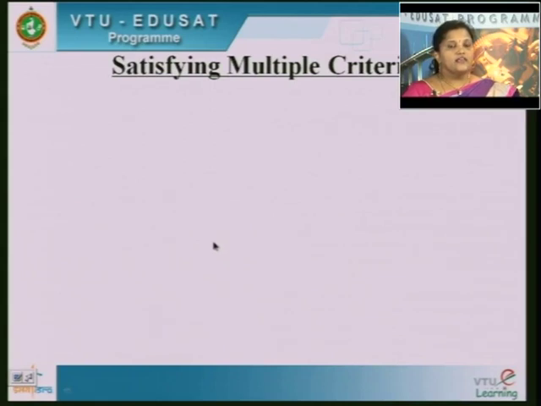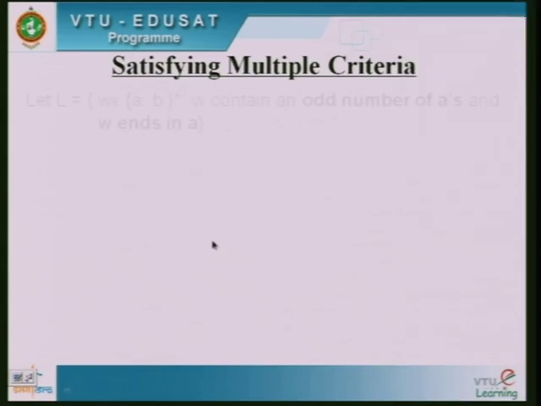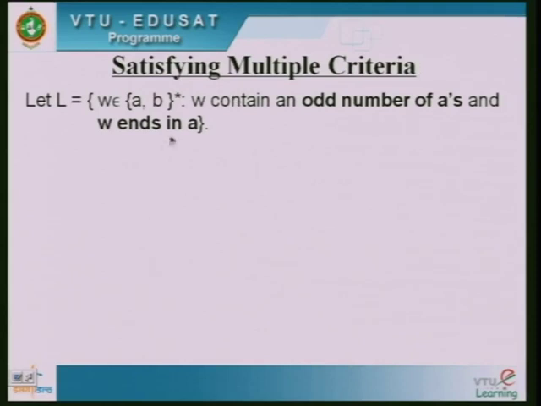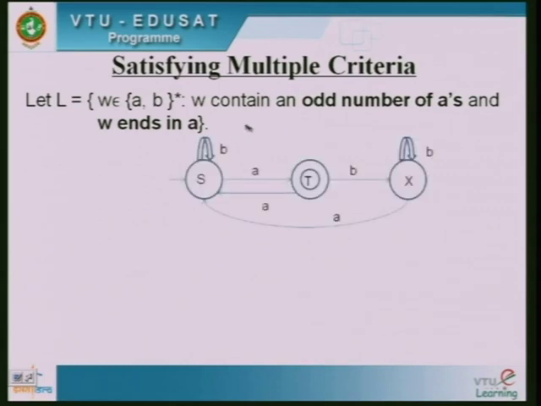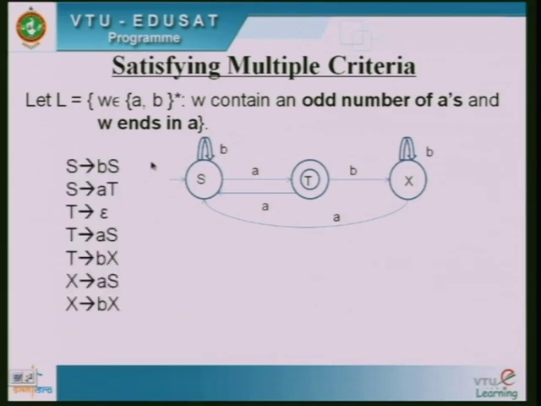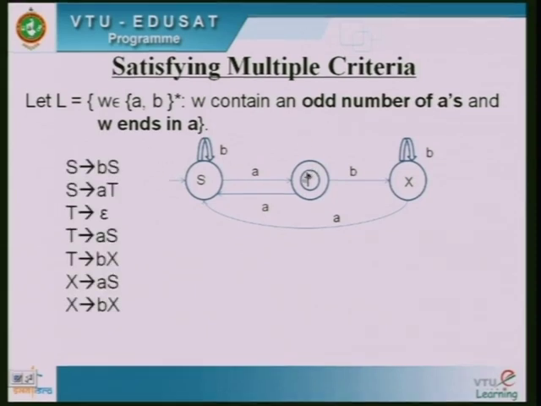Now, let us see a language which satisfies multiple criteria. Let us consider the strings W, where W contains an odd number of A's and W ends in A. So here two conditions have been specified: W contains an odd number of A's and W ends in A. That means all the strings should end with A and should contain an odd number of A's.